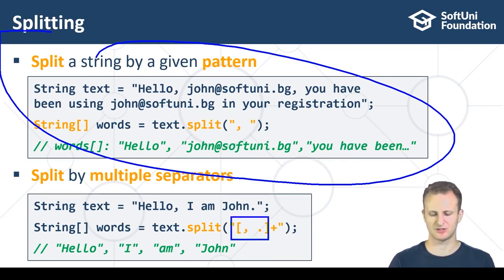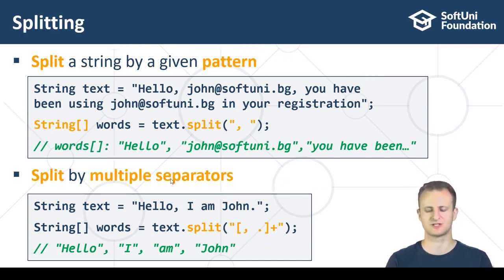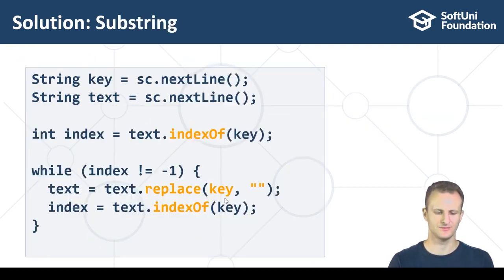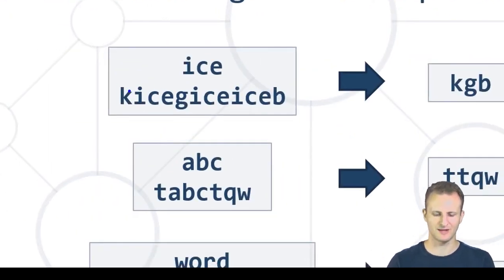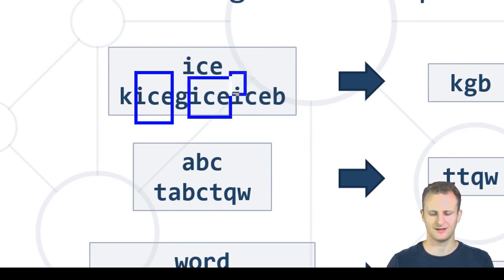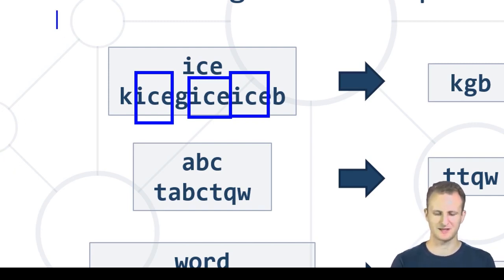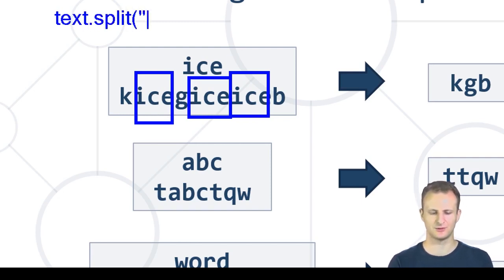The more interesting subject is splitting by multiple separators and by patterns, but we will not be discussing this right now. However, one thing you could do for this substring task, in which you had to replace everywhere you encounter the keyword, well, what could you do here? One option, although I wouldn't advise it, would be to say text.split on, in this case, ice, right? What will that do?